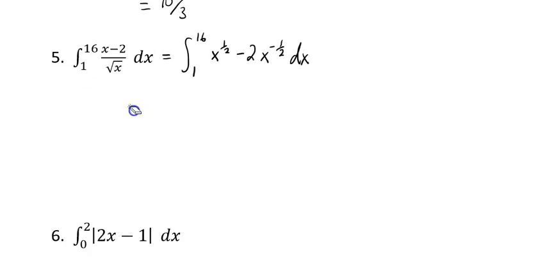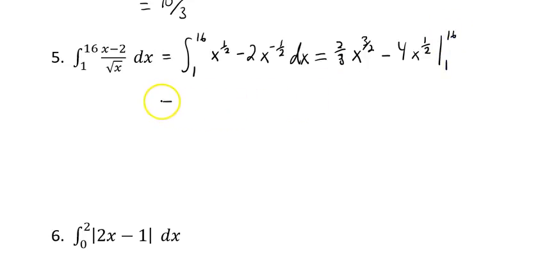So let me erase my scratch work here. And I'm going to take my antiderivative using my power rule. So I'm going to add 1 to the power and divide in front. So I'm going to get 2/3 x to the 3 halves. And then minus 4x to the 1/2. And I'm evaluating that from 1 to 16.